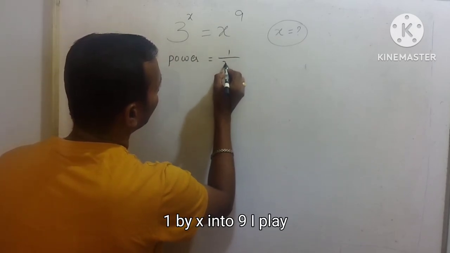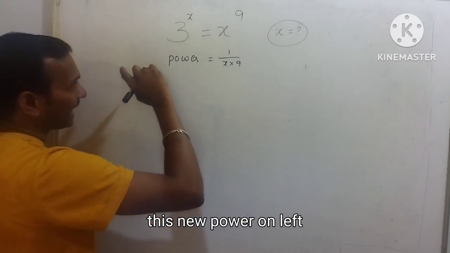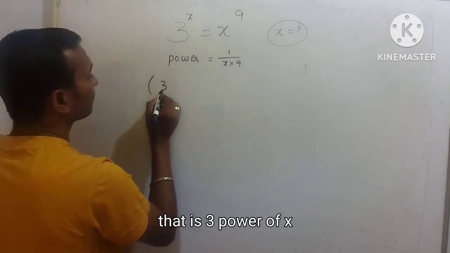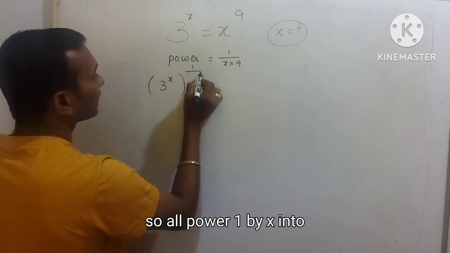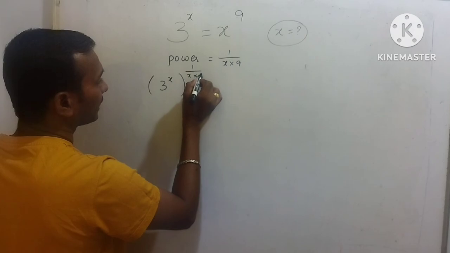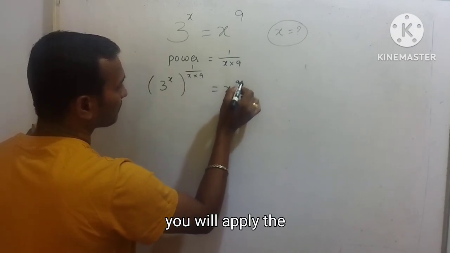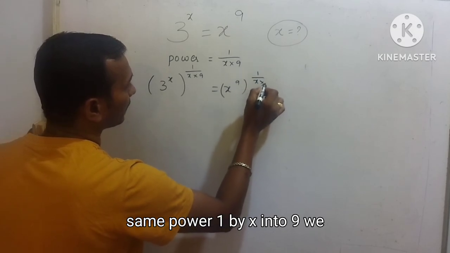1 by x into 9. Apply this new power on both sides. That is, 3 power of x, so whole power 1 by x into 9, as well as on the right side also we will apply the same power, 1 by x into 9.